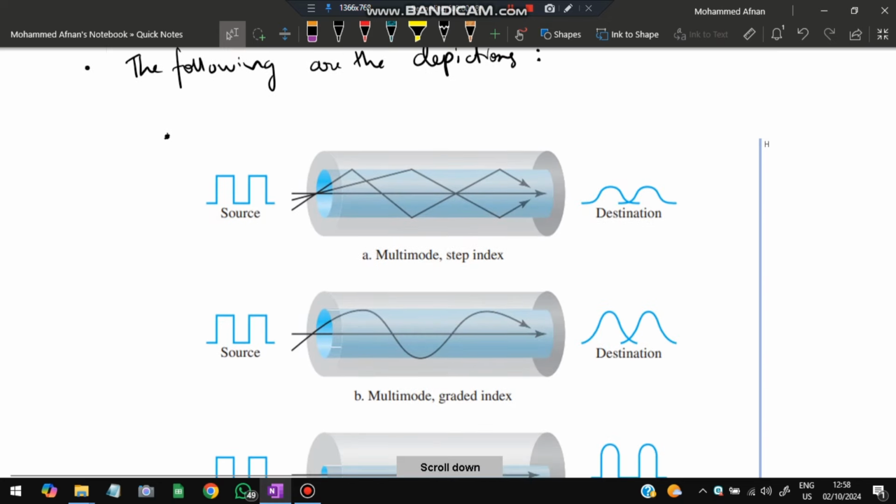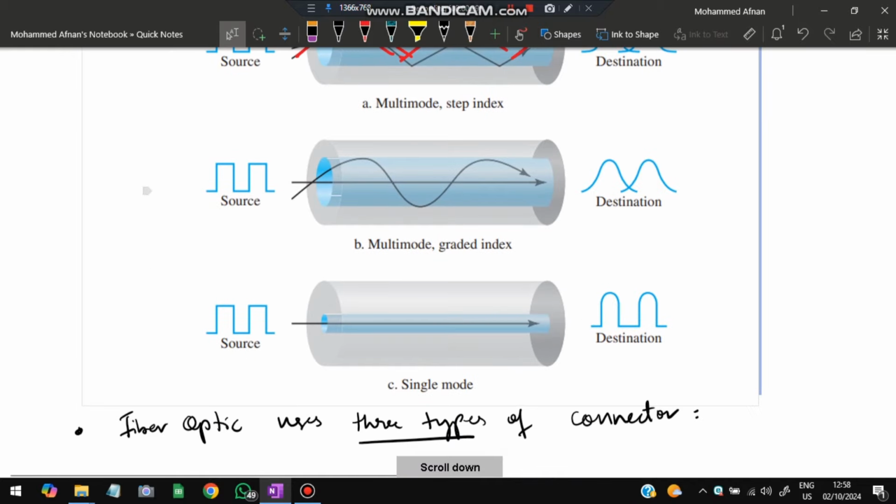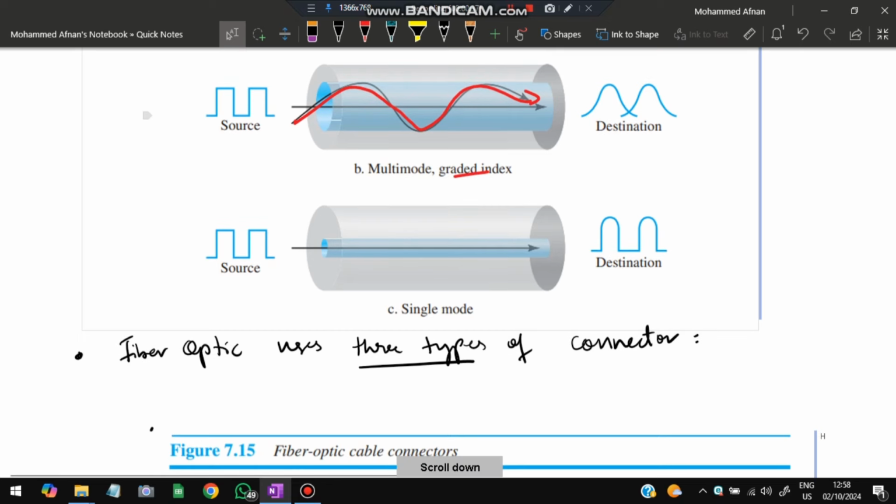In step index, we have the data in the form of sharp reflections. Okay, the cladding and the core's densities are constant, so that sharp reflection happens. But graded ones vary in density, so that a smooth reflection happens. Okay, so that is the difference between multi-mode step index and graded index. Single mode will just transfer it in a straight path. Okay, and it will have a very small diameter also. As you can see, the diameter is big here, and the diameter is small in single mode, because here multiple data needs to be transferred, and here only single data needs to be transferred.